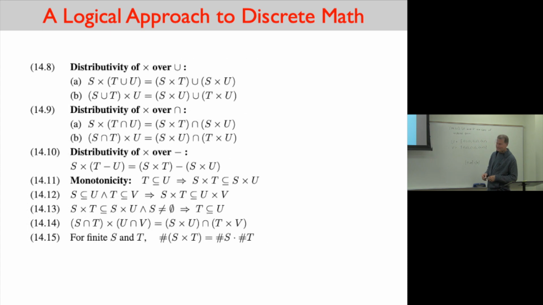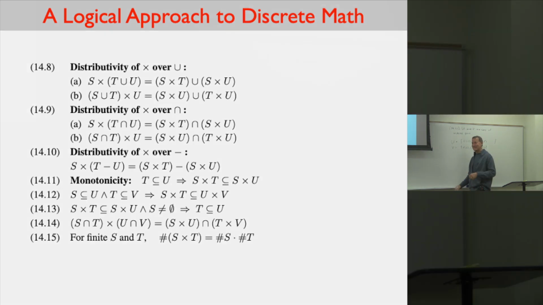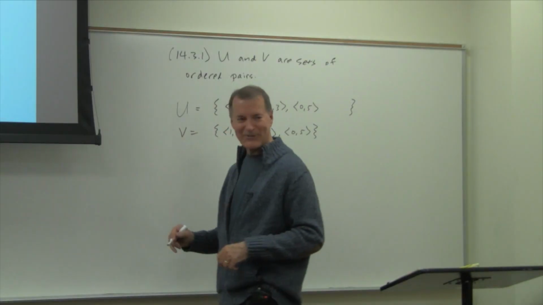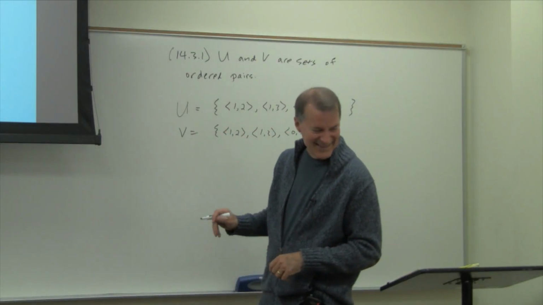All right. Let's take a look at 14.8. Distributivity of cross over union. And you remember what union is, the union of two sets? This is all sets, but this is a set of ordered pairs. So you're going to have to go back and use all those theorems that you would use for sets. Isn't that wonderful?